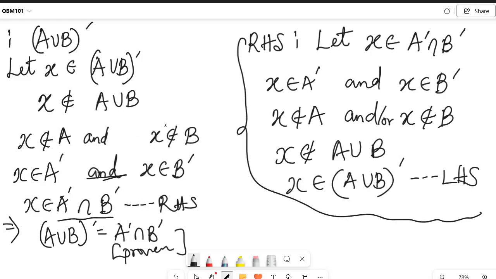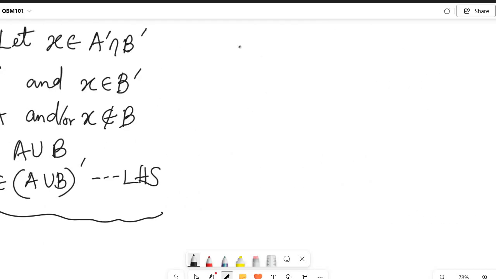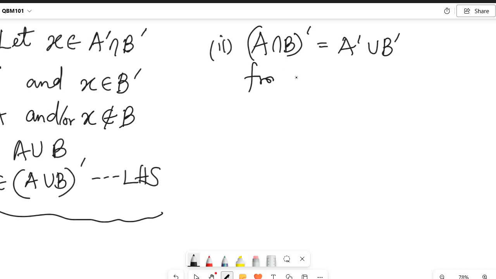Once you can go from left to right, you are proving it. So let's quickly look at the second law for two sets that are not mutually exclusive. So if you have A intersection B prime, we want to prove from left to right that this is the same thing as A prime union B prime. So from the left hand side is A intersection B prime.